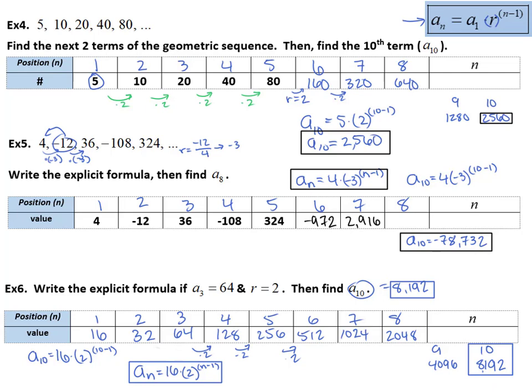of continuing the pattern. Obviously, formulas are much better to go with if we're finding a value that's really, really far out in our pattern, and it would take us a really long time to calculate.